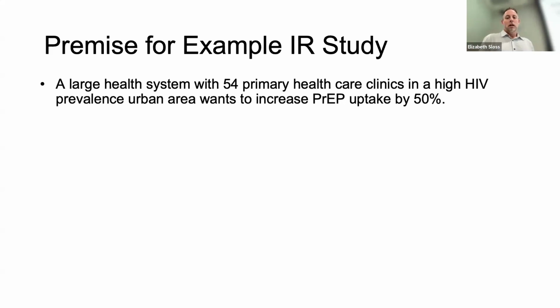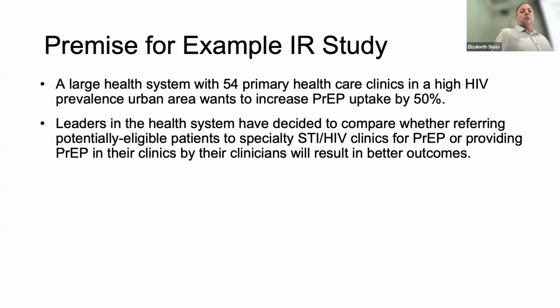So you can tell even by the premise that PrEP is already eligible to be delivered. They want to increase it by 50%. They don't want to increase it to 50%. So leaders in the health system decided to compare whether referring potentially eligible patients to a specialty STI HIV clinic, which is really common, like a Ryan White clinic or something like that, for PrEP, or providing PrEP in their clinics by their clinicians.